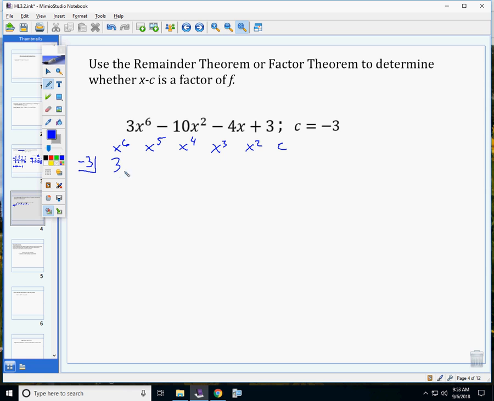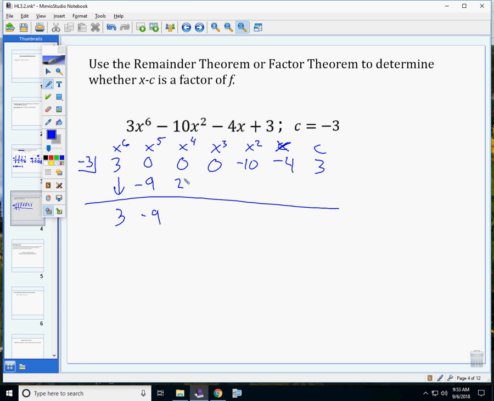So 6, x to the 6th is 3, x to the 5th is 0, 0, 0. Then we have negative 10x squared. This is the x spot, so we got negative 4, and then our constant of 3. Negative 3 times 3 is negative 9. Add them together, you get negative 9. Negative 3 times negative 9 is 27. Add them together, you get 27.